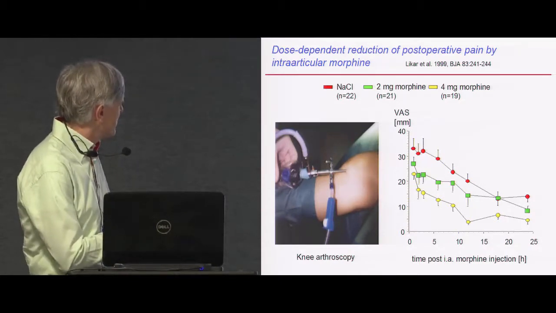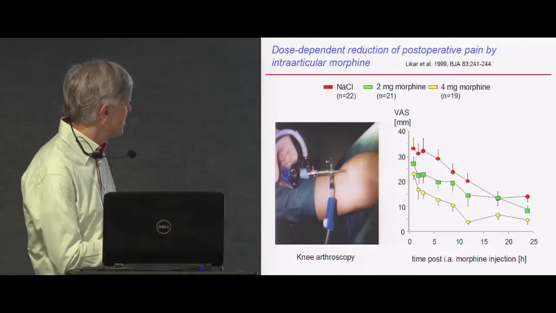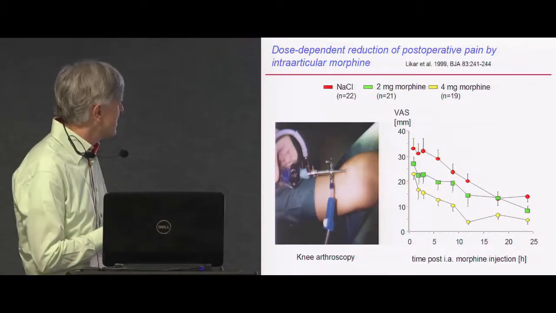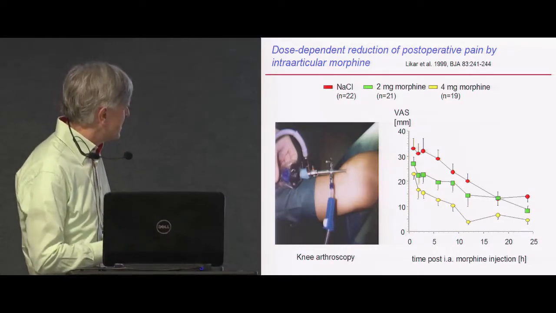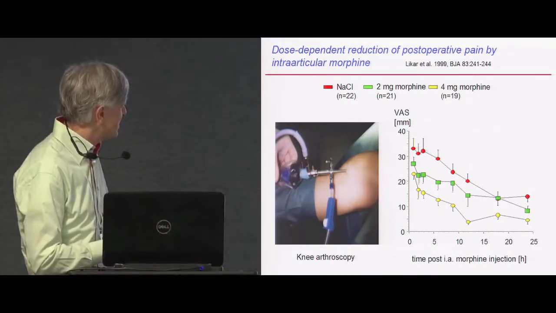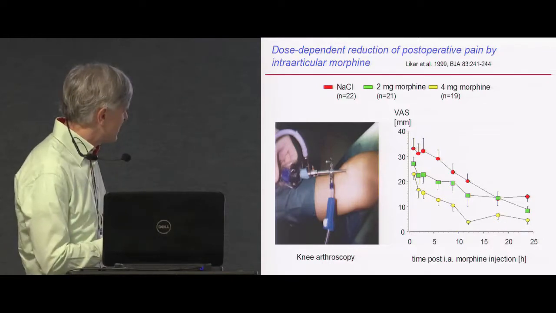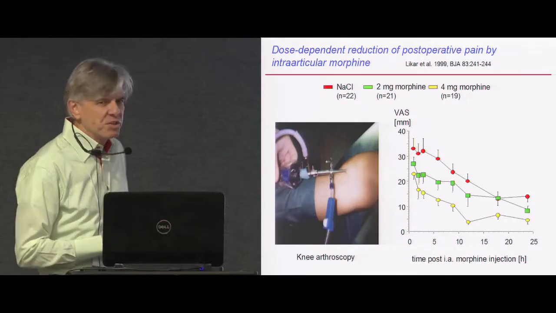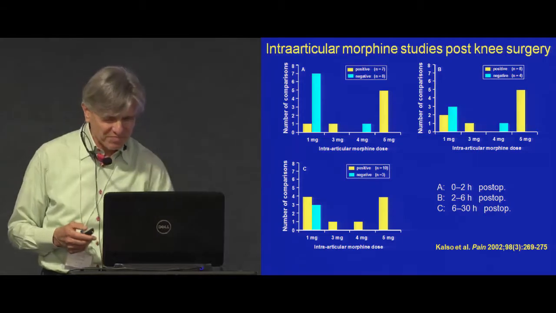There was a control group, a saline group, there was a 2 milligram morphine group and a 4 milligram morphine group. This was done in collaboration with Rudi Likar in Austria. And you can see the saline group has a certain level of pain that decreases within the next 24 hours after the operation. But the two morphine doses, the 2 milligram and the 4 milligram dose, produce clearly pain relief that is stronger than placebo.